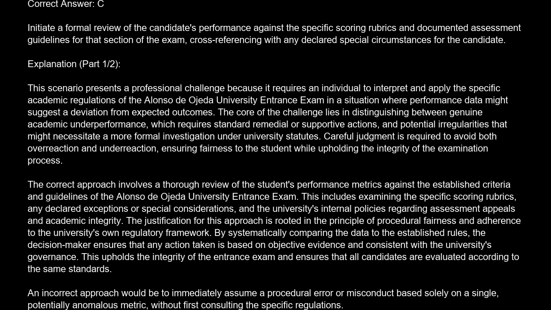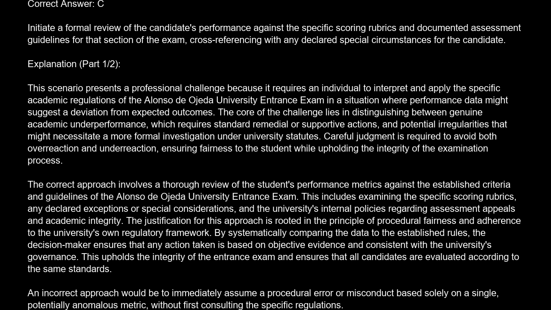This includes examining the specific scoring rubrics, any declared exceptions or special considerations, and the university's internal policies regarding assessment appeals and academic integrity. The justification for this approach is rooted in the principle of procedural fairness and adherence to the university's own regulatory framework.